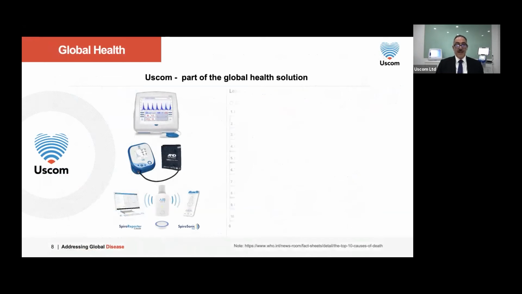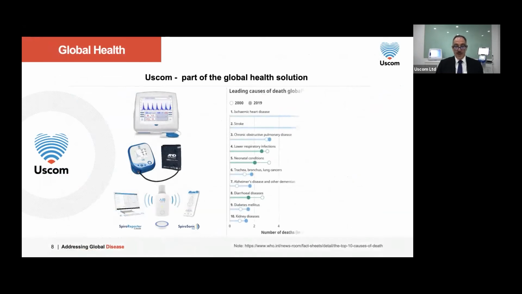Uscom devices address the big global health questions. They're specialised for use in 7 of the World Health Organization's top 10 causes for death. And they address diseases responsible for more than 75% of all global disease mortality, such as heart failure, hypertension, vascular disease, asthma, COPD, and COVID, sepsis, and maternal and neonatal health, and others. Uscom is the centre of global health.